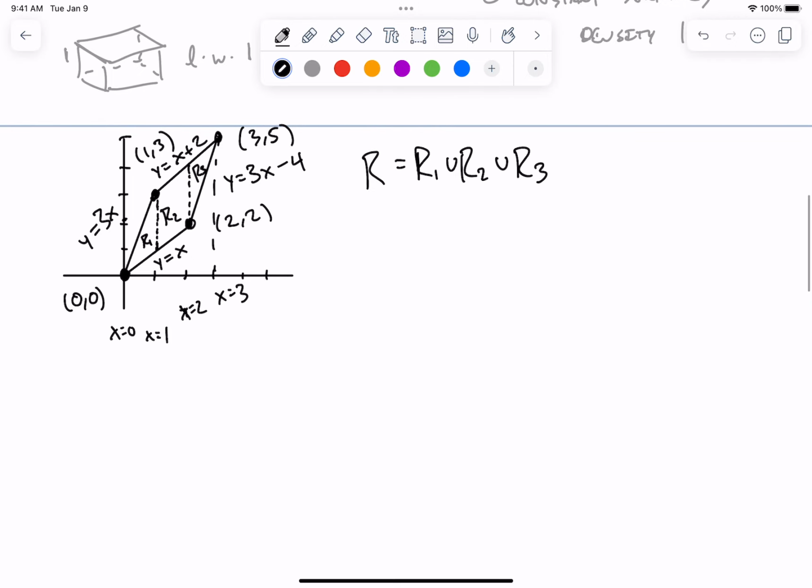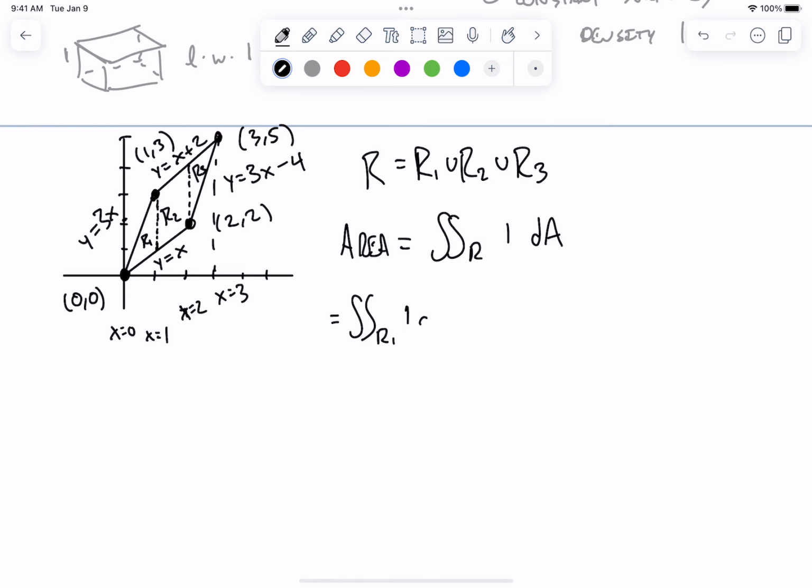So then, what could you do? You could say, now let's do the double integral, because what is the area? The area is the double integral of 1 across this region R. And here, like we said, we're going to set this up as a sum of 3 double integrals, because you can't really set up this region R all at once.